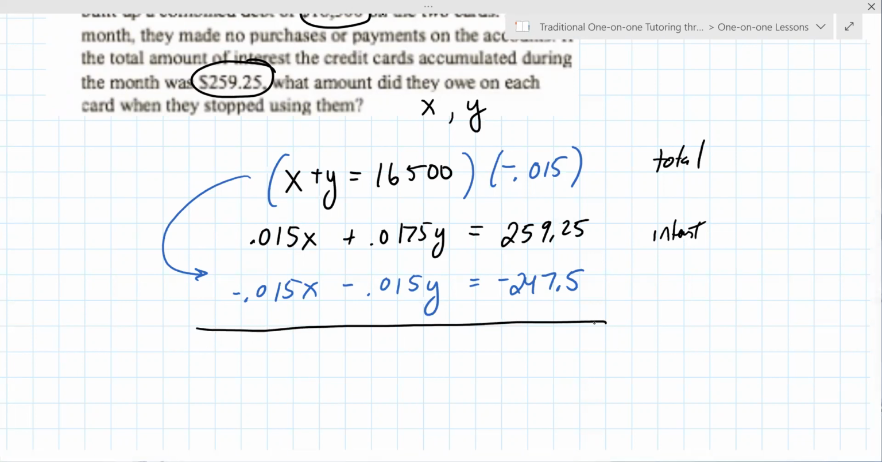So negative 247.5. Yes, 247.5. Okay, now I want you to add vertically. Tell me what you come up with.